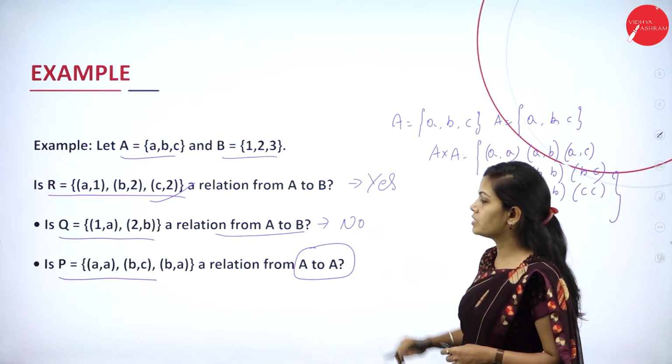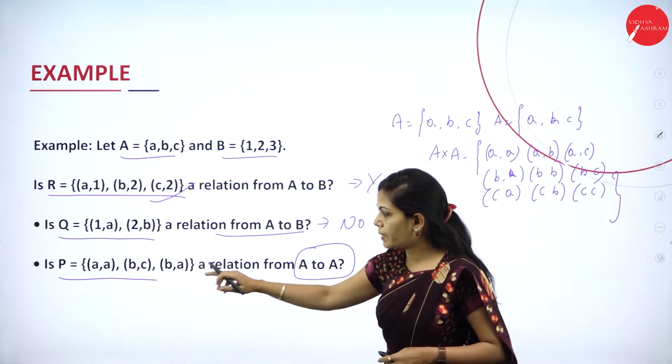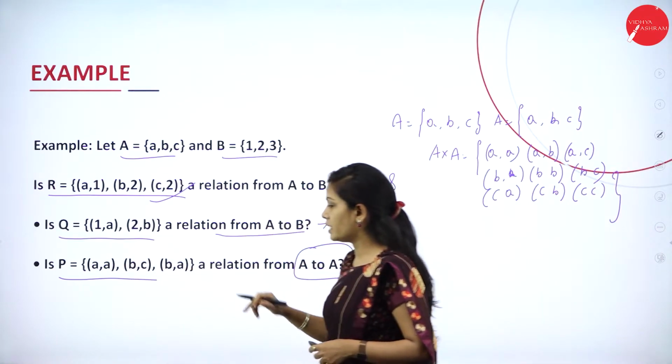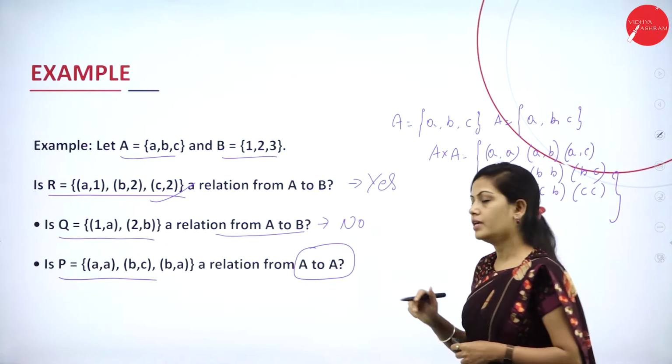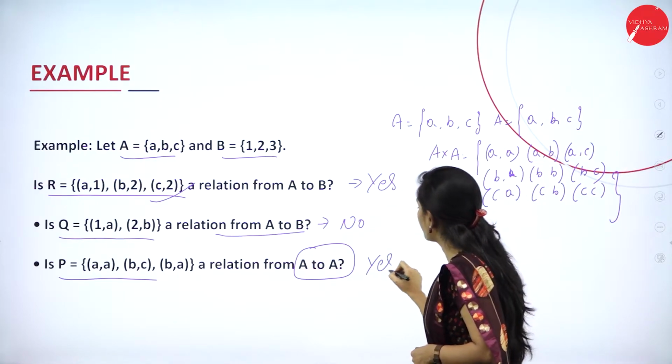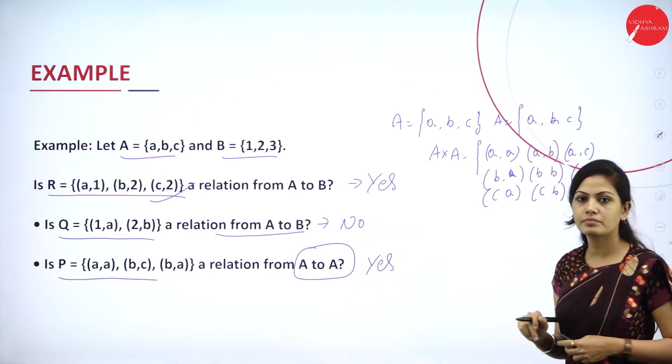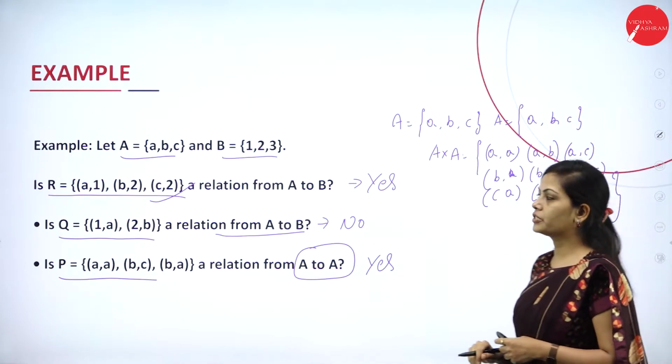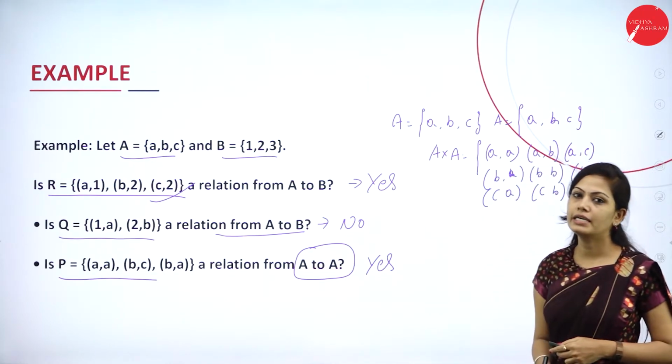Yes, this question is right. Is P is equal to {AA, BC, BA} a relation from A to A? Yes, it is a relation from A to A. So, this is about the relation. So, this is an example for relation.